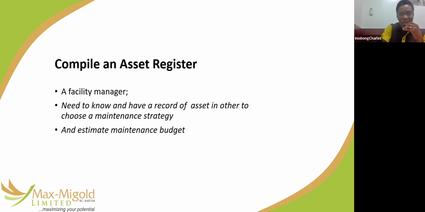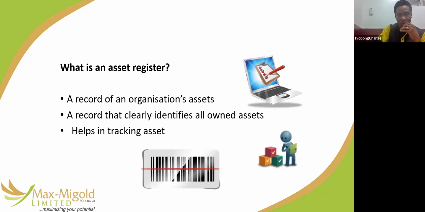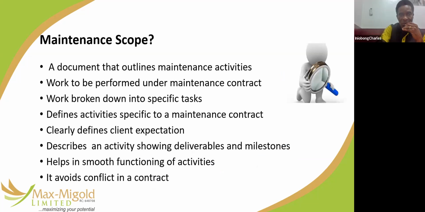Asset register is something that by now everybody that is a facility manager should be able to develop and run with. You need to know and have a record of assets in order to choose a maintenance strategy and estimate maintenance budgets. We said it before. Okay, what is the asset register? We know all this, so I won't go into it. We know what an asset register is. Maintenance scope.